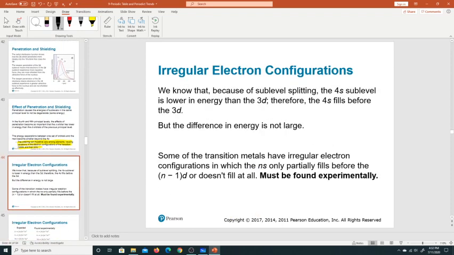So we know that because of the sublevel splitting, the 4s sublevel is lower in energy than the 3d sublevel. Therefore, the 4s fills before the 3d. So there we go. You have to memorize that. Although the difference is not large, because of this we can treat these 3d electrons as being like valence electrons, meaning they can be used for making bonds. And it also leads to irregular configurations.